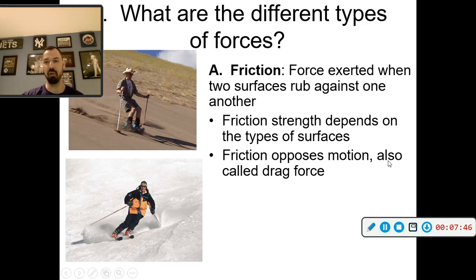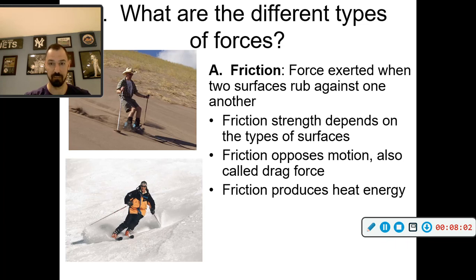All right, friction opposes motion. That's also called drag force. So you need some drag force in this case, otherwise you'll go totally out of control. But if you have too much, then you can fall forward also, which you do with sand skiing very easily. Friction produces heat, so that's one of the results. And that can be good or bad in some cases. With machinery, friction is actually very bad. It can wear out parts with the heat that's produced.